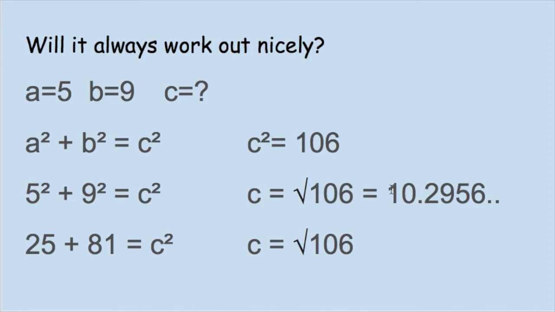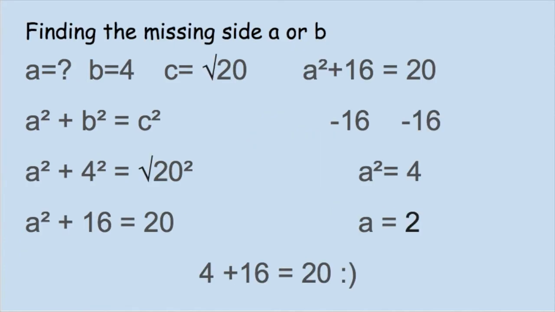In this case, the square root of 106 is 10.2956, and it continues on and on. So to keep it simple, we're just going to leave c as the square root of 106.